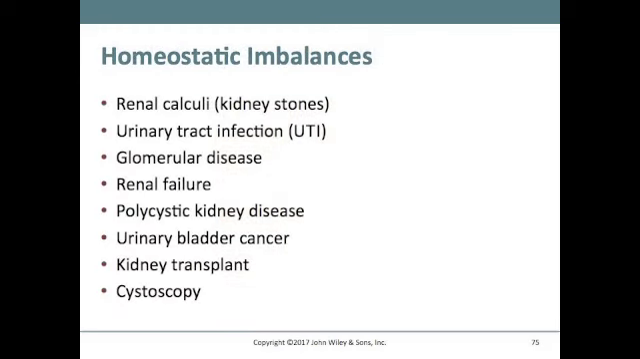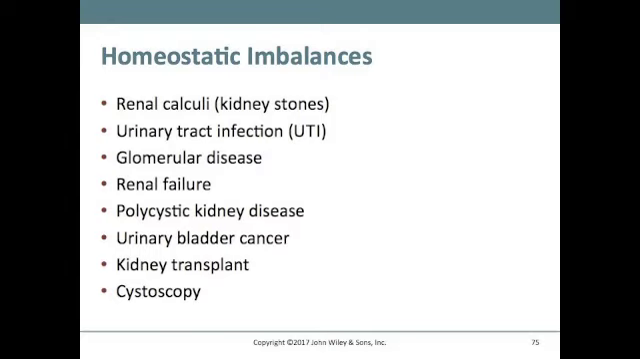Moving on to the next slide, homeostatic imbalances. Renal calculi, or kidney stones. The crystals of salt present in urine occasionally precipitate and solidify into insoluble stones called renal calculi or kidney stones. Urinary tract infections. This term is used to describe either an infection of part of the urinary system or the presence of a large number of microbes in the urine. Glomerular disease. A variety of conditions may damage the kidney glomeruli, either directly or indirectly because of disease elsewhere in the body.